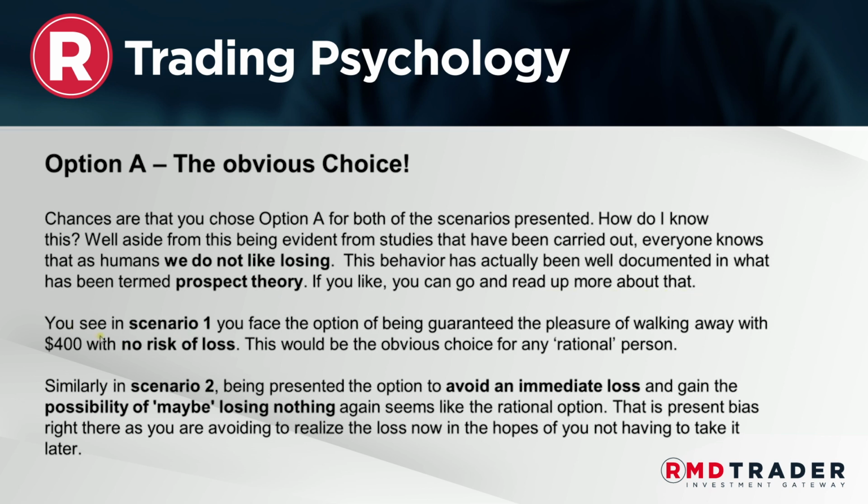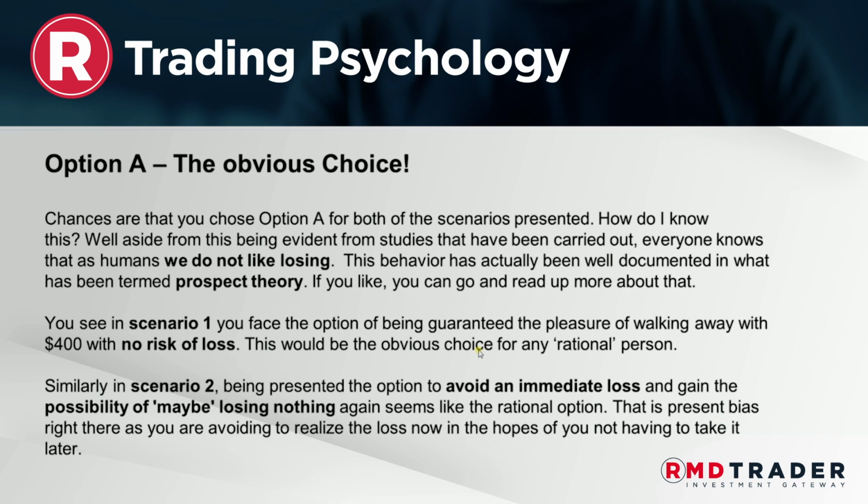Now let me explain. In scenario 1, you face the option of being guaranteed the pleasure of walking away with $400 with absolutely no risk of loss. This would obviously be the rational choice for any rational person, because you take $400, you walk away, no risk. Similarly, in scenario 2, you are presented the option to avoid an immediate loss and gain the possibility of maybe losing nothing. And again, this seems like the rational option. That is an example of present bias, because you are avoiding realizing a smaller loss now in the hopes of maybe not having to take it later.